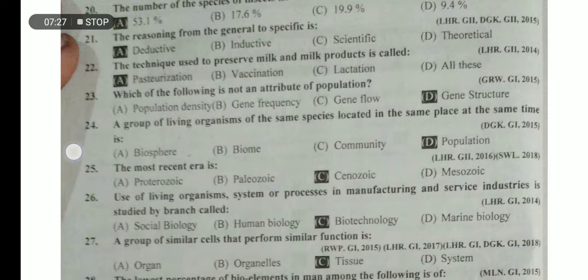Gene frequency, and definitely if organisms are present, genes are present, and different genes have different frequencies. Gene flow, immigration, and emigration also happen in a population, while gene structure is basically an attribute of genetics. This is not studied in population. Actually, this is studied in population too, but it is a micro character, so you can't include it in population.